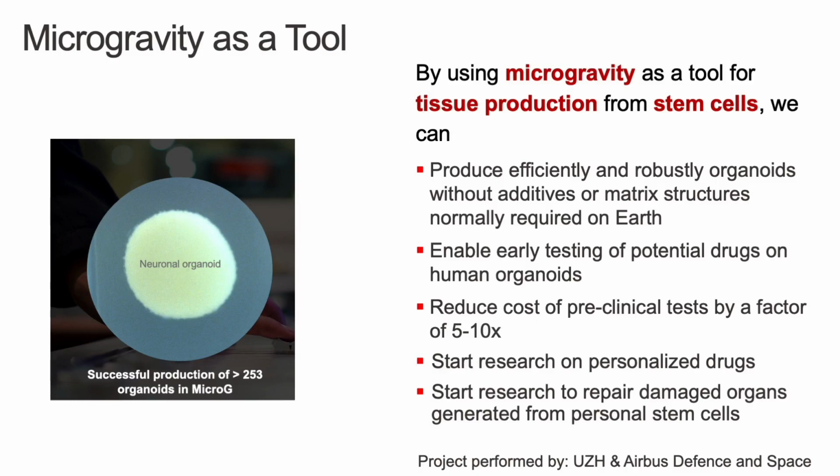By using microgravity as a tool for tissue production from stem cells, it is possible to produce efficiently and robustly organoids without additives or matrix structures normally required on Earth, enable early testing of potential drugs on human organoids, reduce costs of preclinical tests by a factor of 5 to 10, and we can start research on personalized drugs as well as research to repair damaged organs generated from personal stem cells.